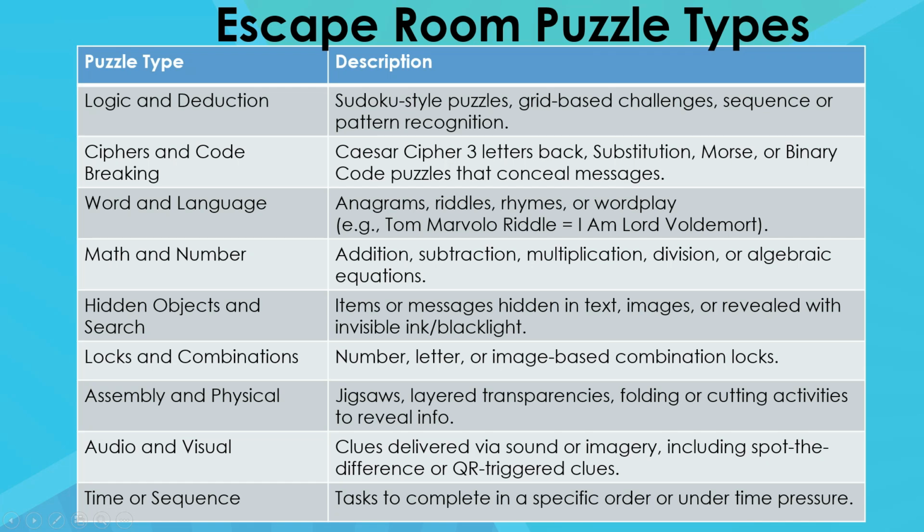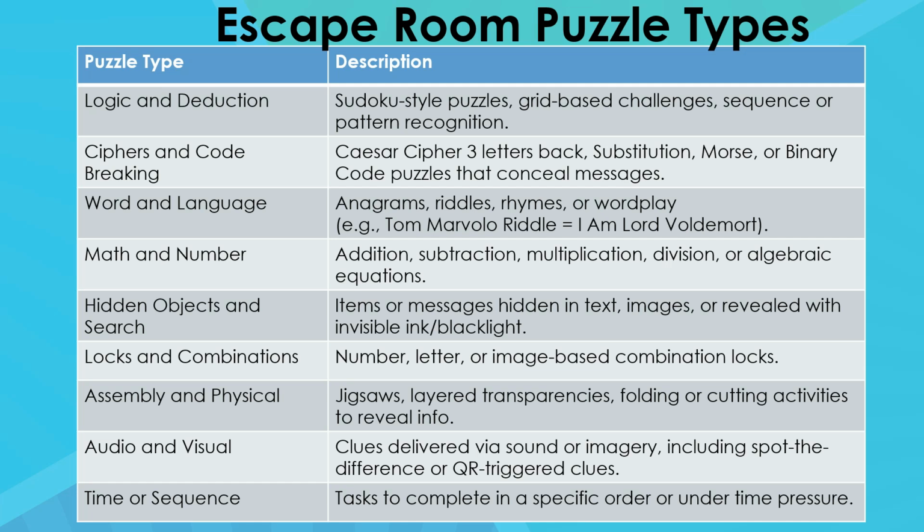Now, we could go over all different kinds of puzzles all day practically, but let's shorten this up a little bit so that we can see different puzzles. You have logic and deduction puzzles. That might be a Sudoku type puzzle, a grid-based challenge. That's the puzzle that we used for the Polybius square. We've got ciphers and codes, the Caesar cipher, if you remember that. We've got Morse code, binary codes. We have words and language. You could use anagrams or riddles, the famous Tom Marvolo Riddle, I am Lord Voldemort. We've got math and number problems that we can do: addition, subtraction, multiplication.